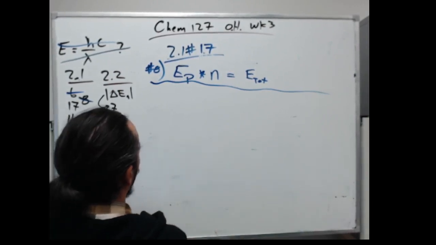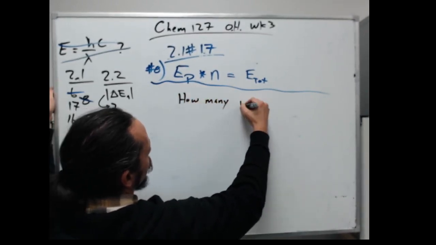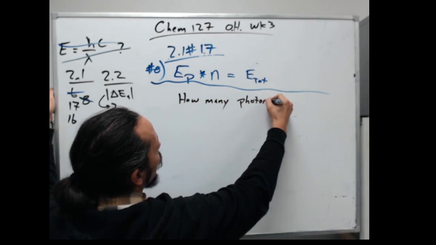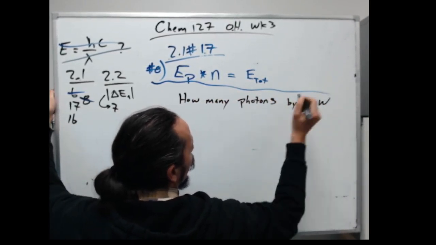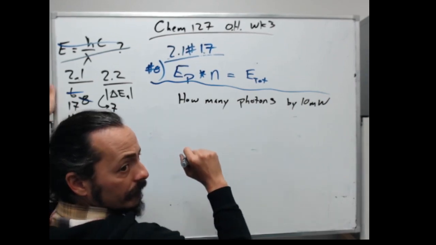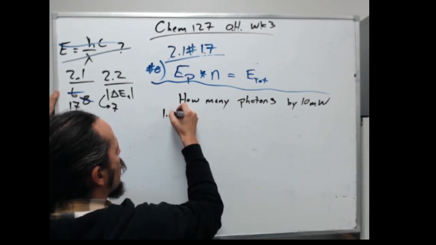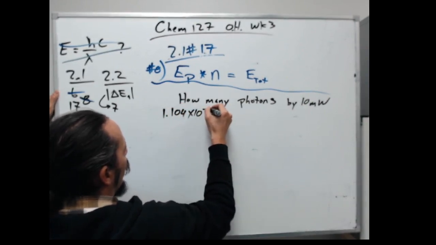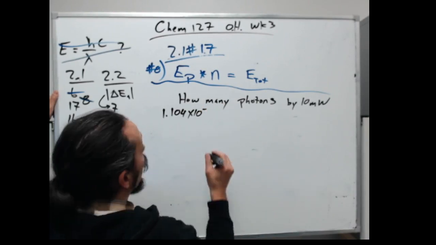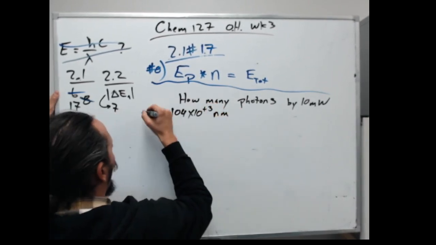17 was how many photons are emitted each second by a 10 milliwatt, 1.104 times 10 to the third nanometers light source.